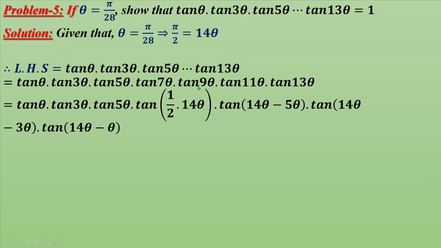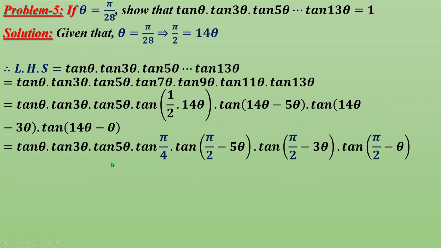And here 9 theta means 14 theta minus 5 theta, because we have to take this and this same. Similarly, 11 theta means 14 theta minus 3 theta. As a result, the angle will be the same. And 13 theta means 14 theta minus theta. That means the angle will be the same, like the first time. Here it will be pi by 4, because half into 14 theta means pi by 2. So 1 by 2 into pi by 2 means pi by 4. And here 14 theta means pi by 2, here also pi by 2, here also pi by 2.